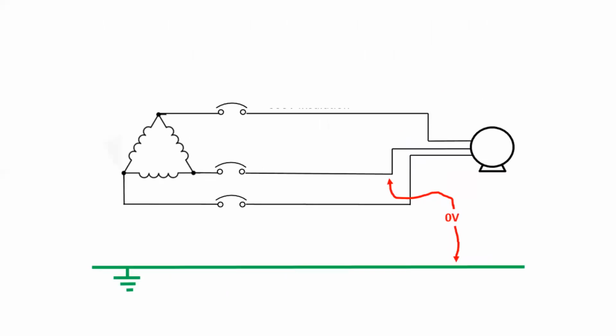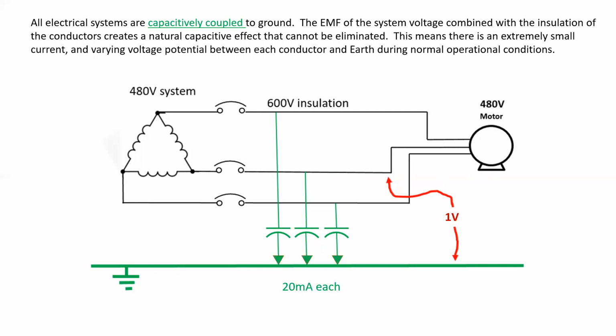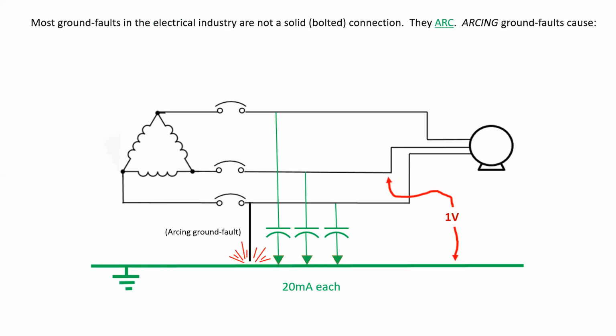Now, as we said before, we typically have very little voltage measured between these conductors and earth. But to add a little bit of confusion to the whole discussion, all electrical systems are capacitively coupled to ground. The EMF of the system voltage combined with the insulation of the conductors creates a natural capacitive effect that cannot be eliminated. What this means is that there's an extremely small current and a varying voltage potential between each conductor and earth during normal operational conditions. So kind of weird. But this has some really large ramifications when we start having ground faults.